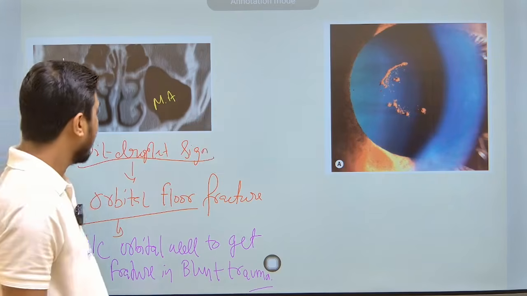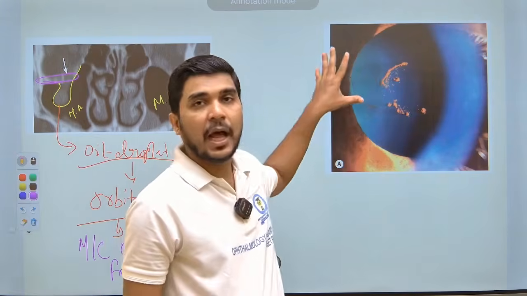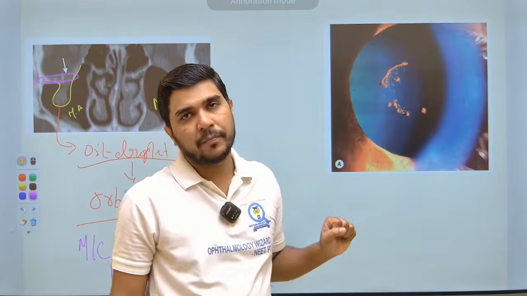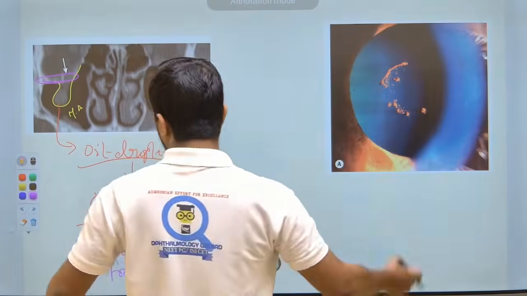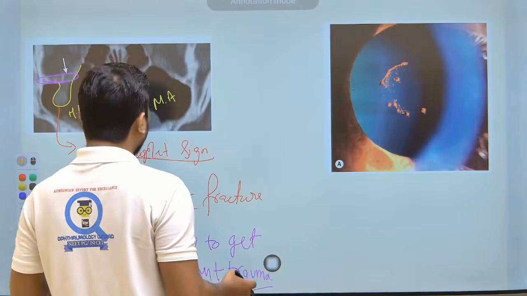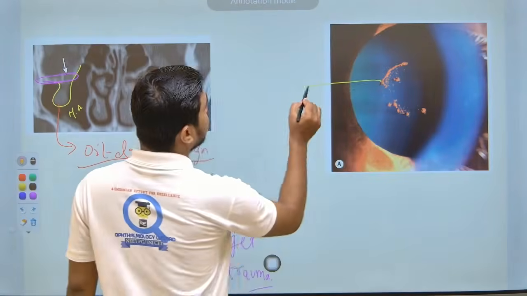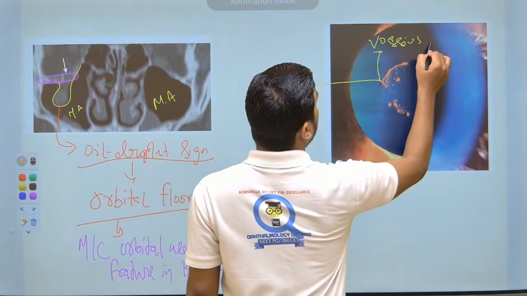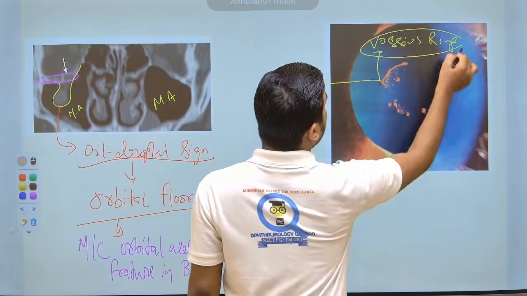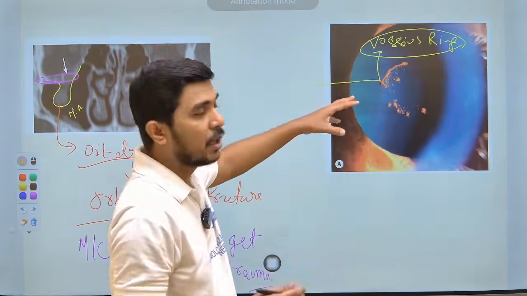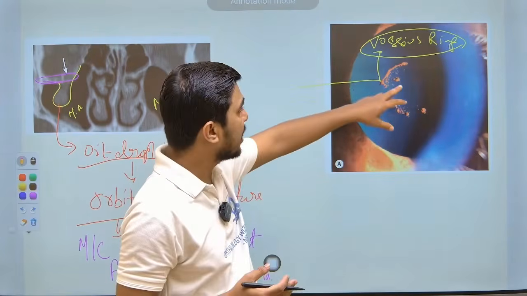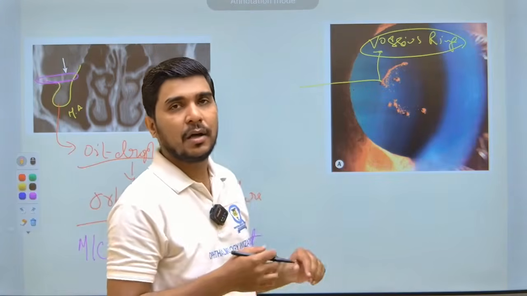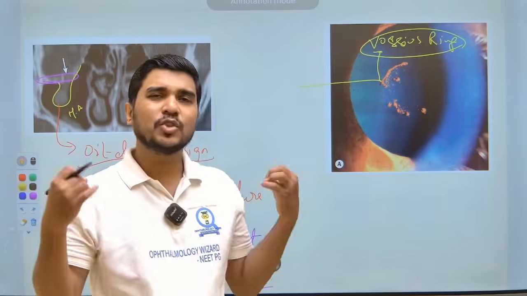Now, if I have observed this picture in a patient after blunt trauma, then what are you suspecting? This is nothing but the osseous ring, and this is formed because of the imprint of the pupillary margin on the anterior capsule during the trauma. Understood? Similarly, there are so many signs.